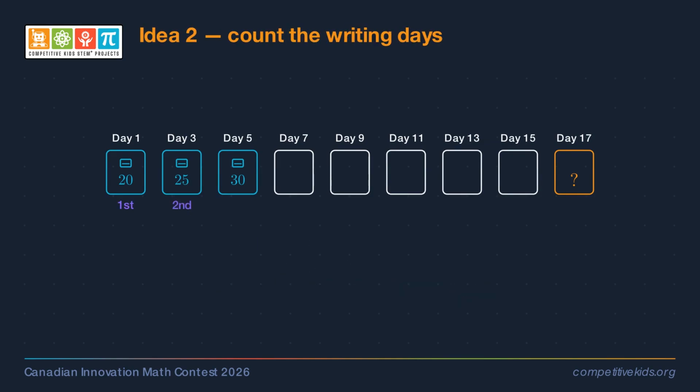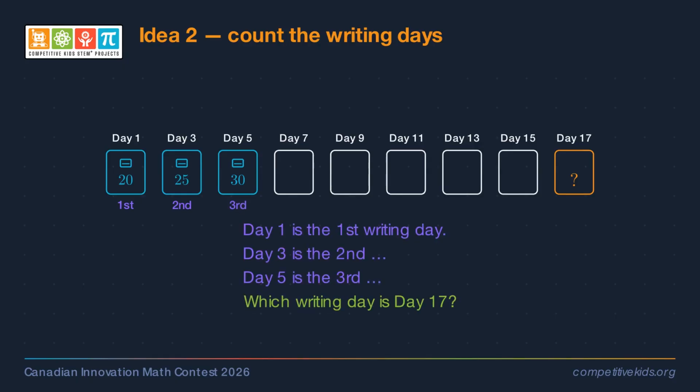Now the tricky part: day 1 is the first writing day. Day 3 is the second. Day 5 is the third. Which writing day is day 17? Count carefully.